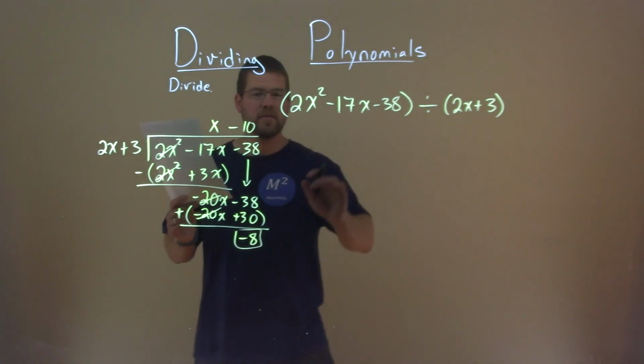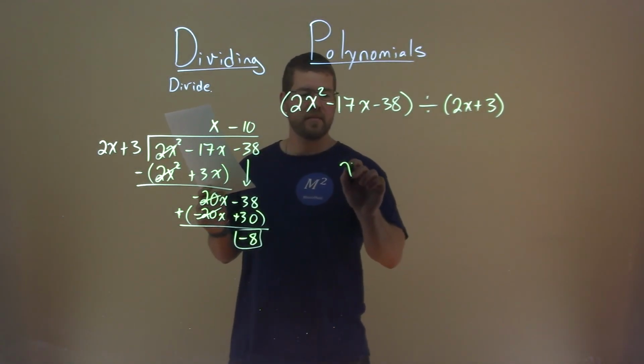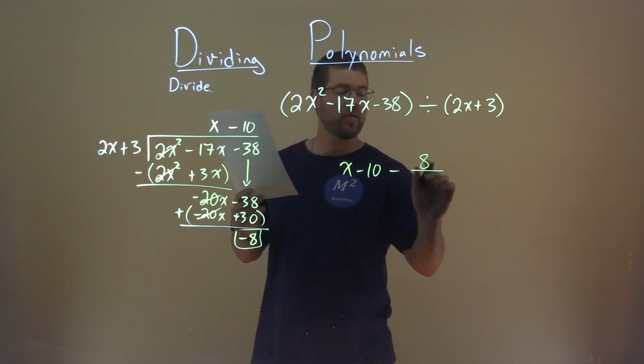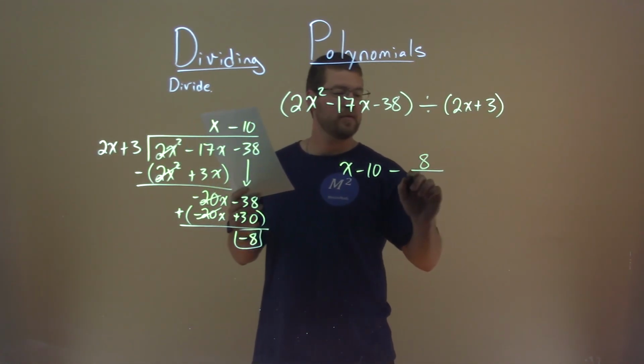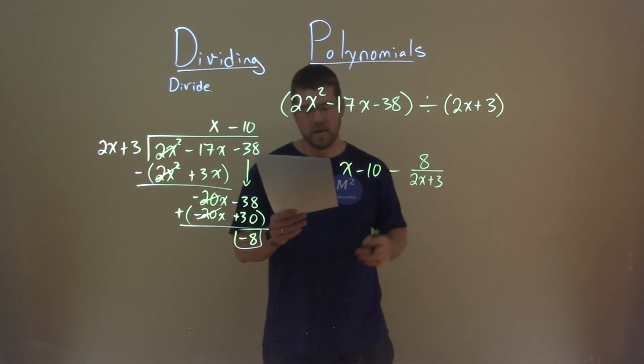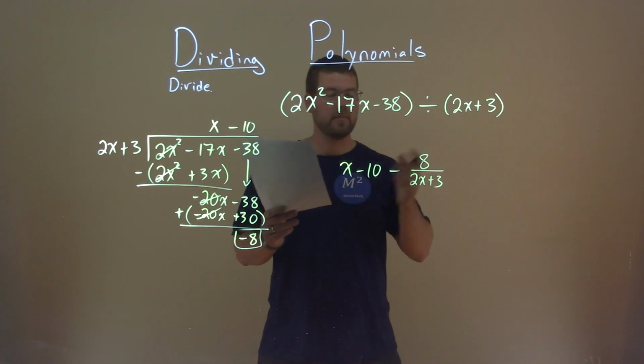So we're going to translate this to our answer. The x minus 10 goes right here. Then we have a minus 8 over what we were dividing by, 2x plus 3. And there's our final answer, x minus 10 minus 8 divided by 2x plus 3.